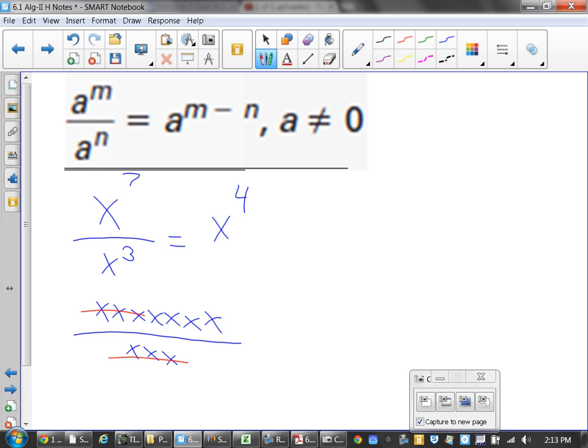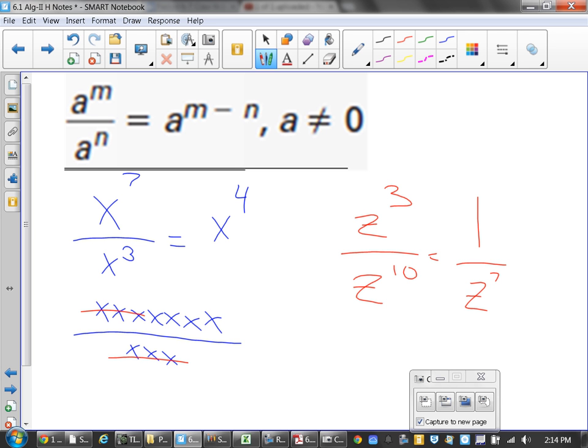Who wins? It works the exact same way if you have z to the 3rd over z to the 10th. Who wins that battle of war? The 10. So what's 10 minus 3? What am I left with in the numerator now? 1. Does that make sense?